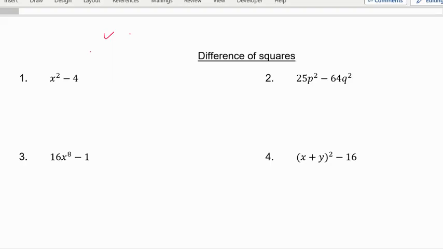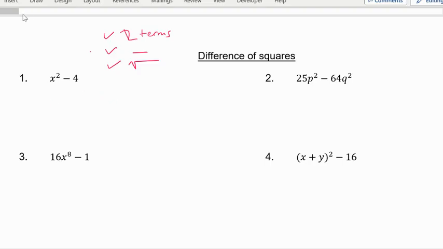You need two terms. They need to be separated by a minus. It won't work if there's a plus in between. And then the third thing is that they both must be perfect squares. So you must be able to get the square root of both of those terms.